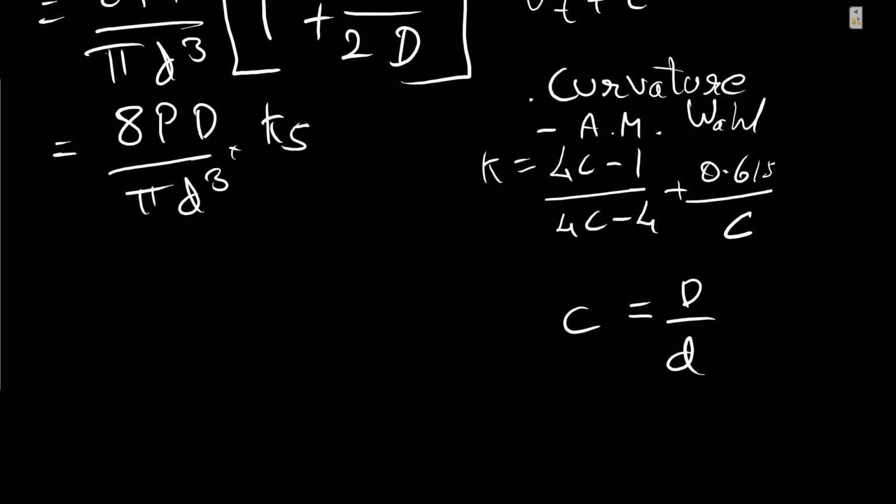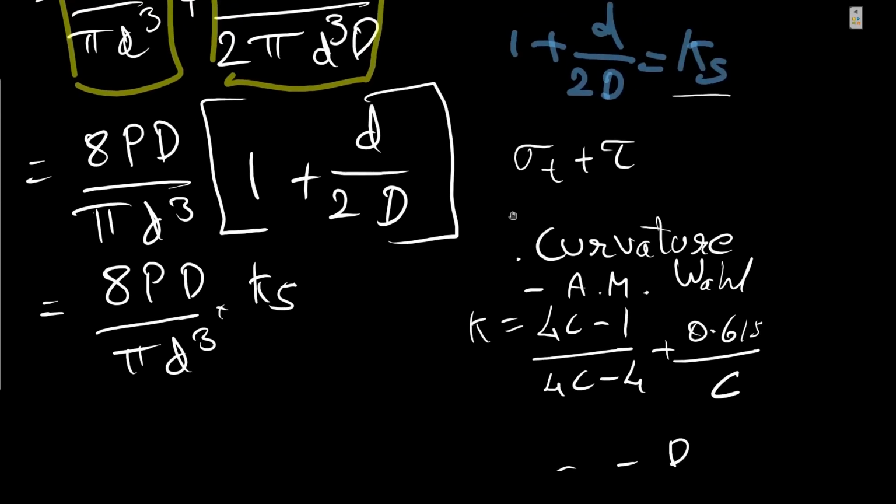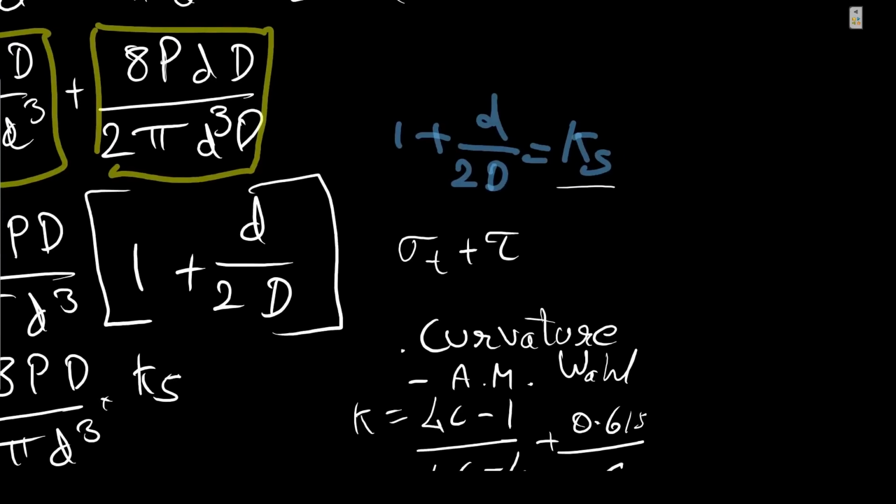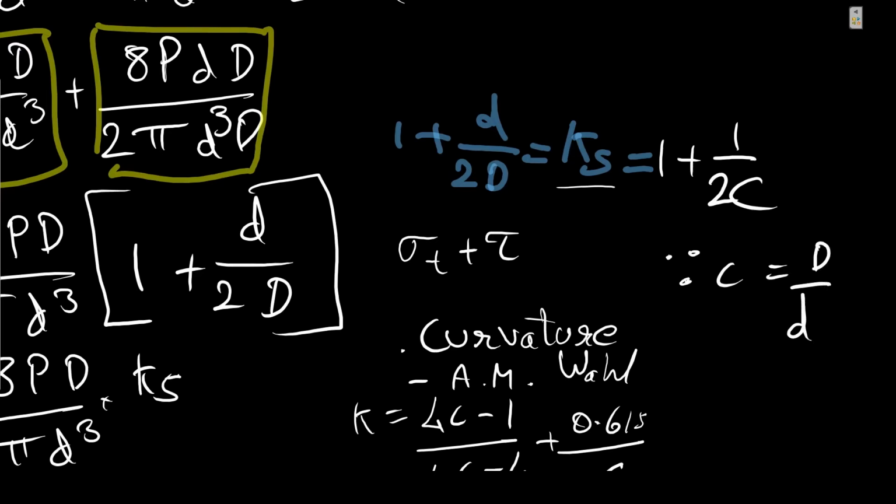So the stress concentration factor, the Ks term, can also be written as 1 plus 1 by 2C, because C is nothing but capital D divided by small d.